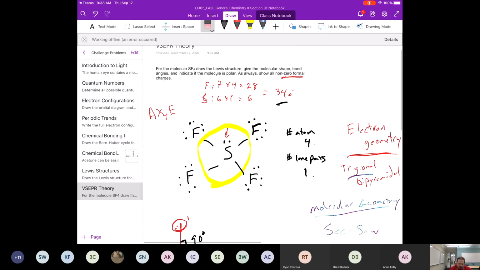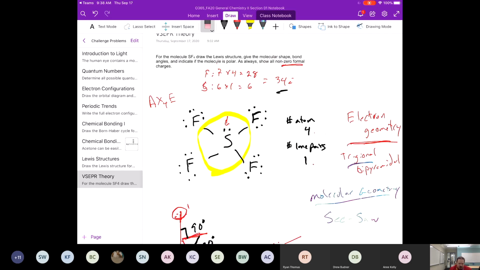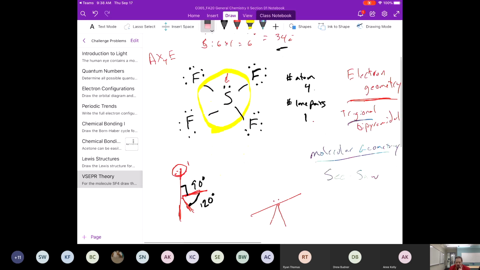All right, so if we go back up to the problem, we're supposed to give the molecular geometry, which is seesaw, and the bond angles. Well, the bond angles for the electrons started out at 90 and 120. But because one of those is a lone pair, the lone pair is going to take up more space.